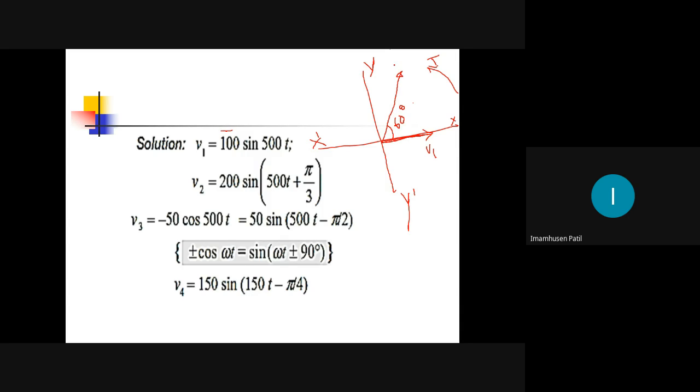This vector is V2. Next, V3, at 90 degrees. The angle is minus. Minus 90 degrees means I have to come in this rotation, in the opposite direction. Okay, and this will be V3.